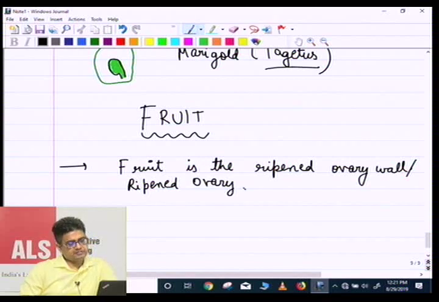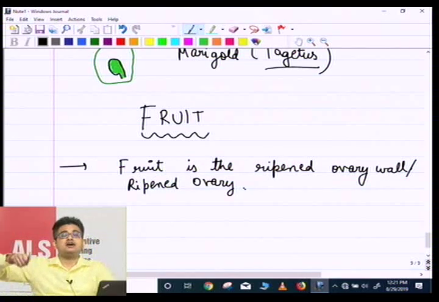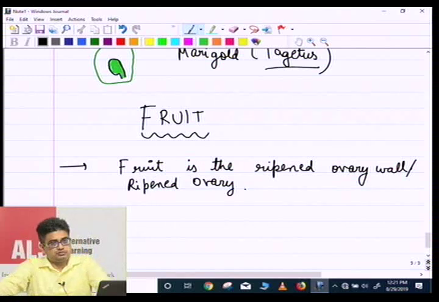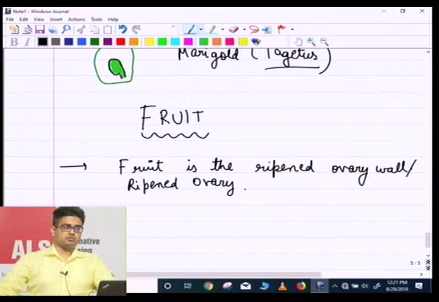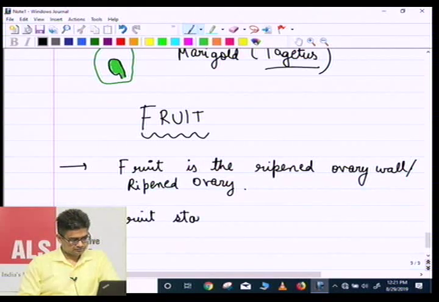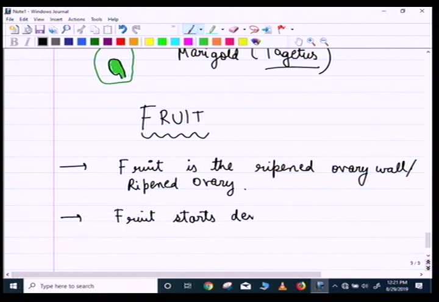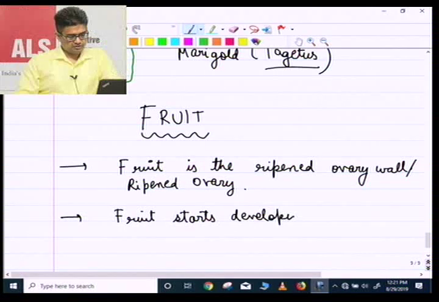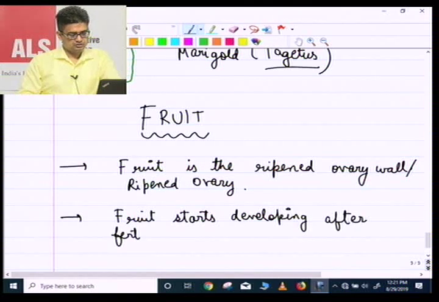Now, fruit formation begins after seeds have formed. So, you can say fruit starts developing after fertilization.